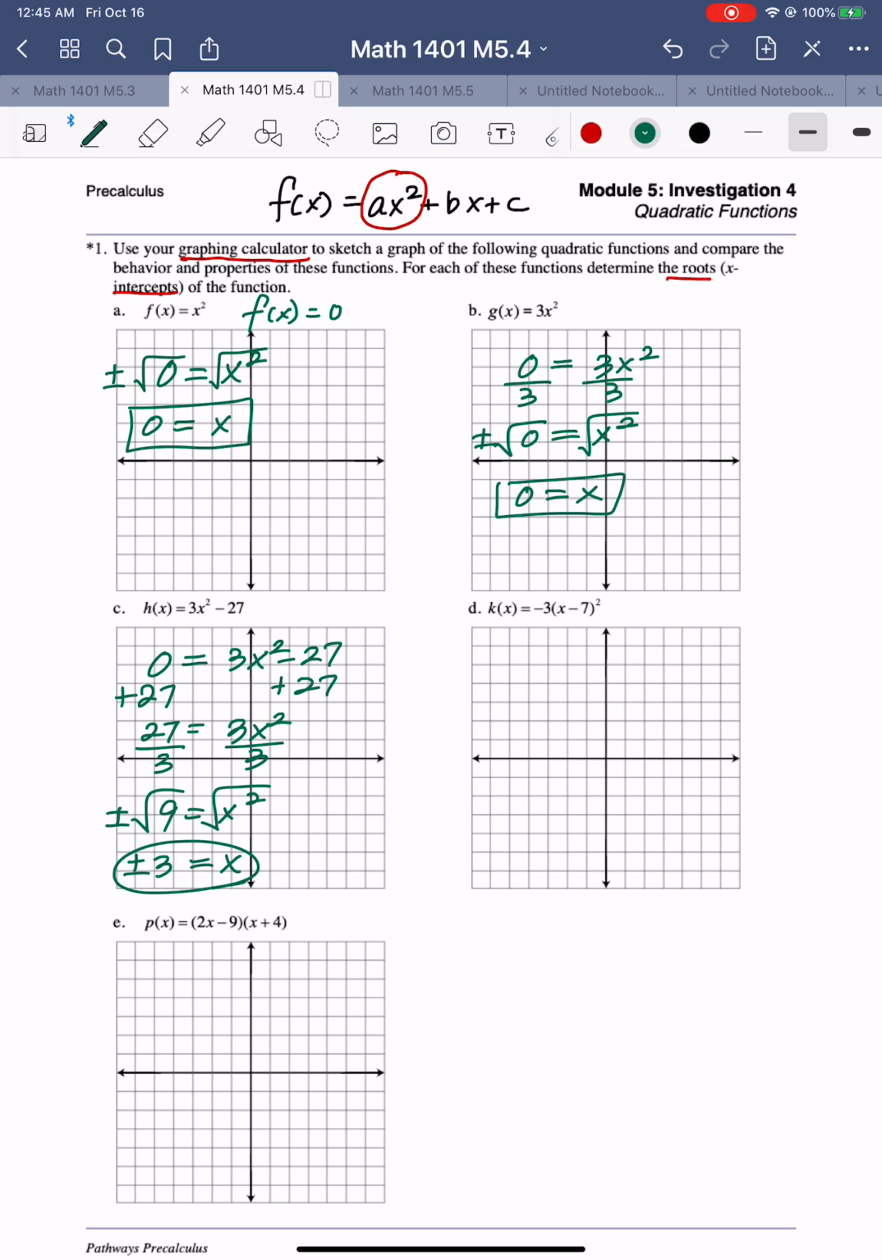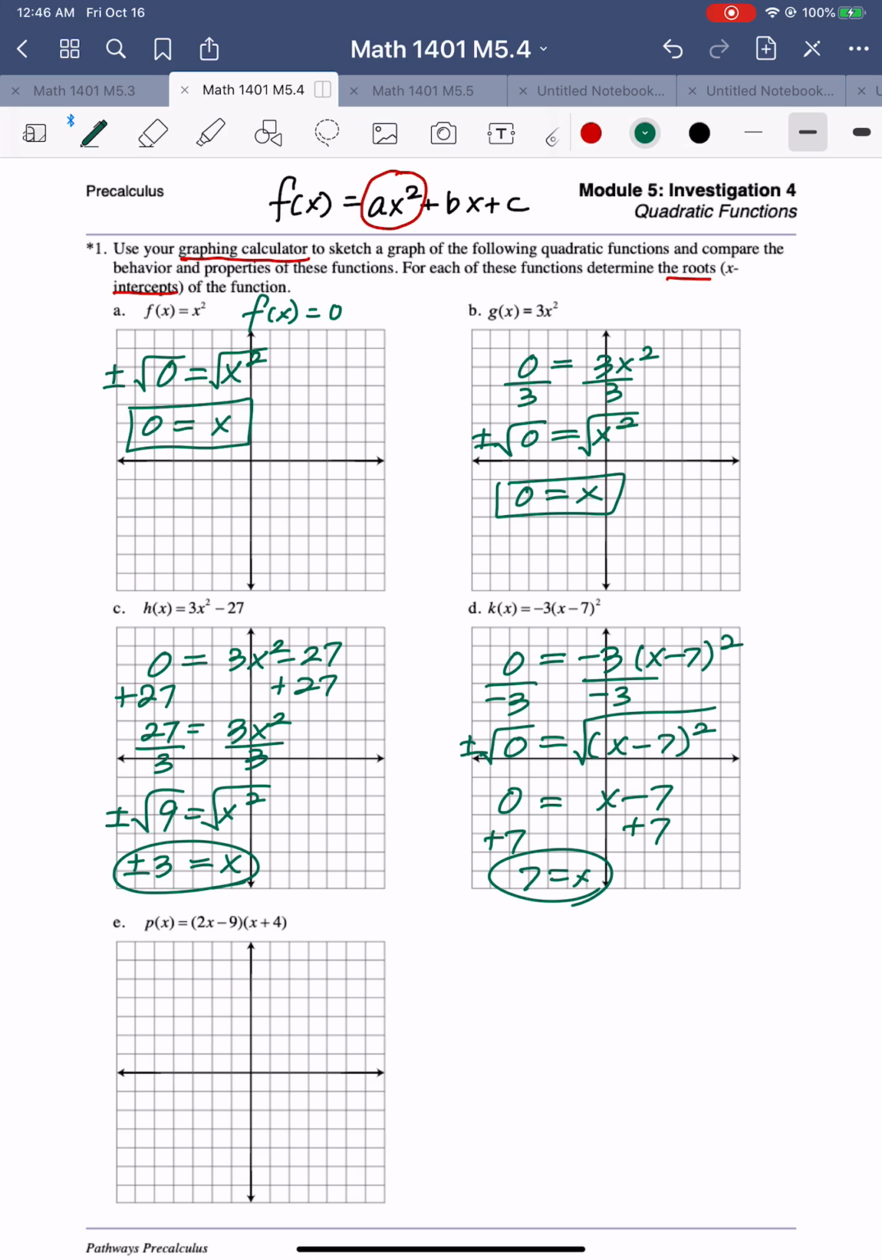Set k of x equal to 0. Negative 3 times x minus 7 squared. Divide by negative 3 both sides, which is 0 equal to x minus 7 squared. And then cancel the square with the square root, and 0 is 0. You got x minus 7, add 7 both sides. 7 is x. That's the solution.